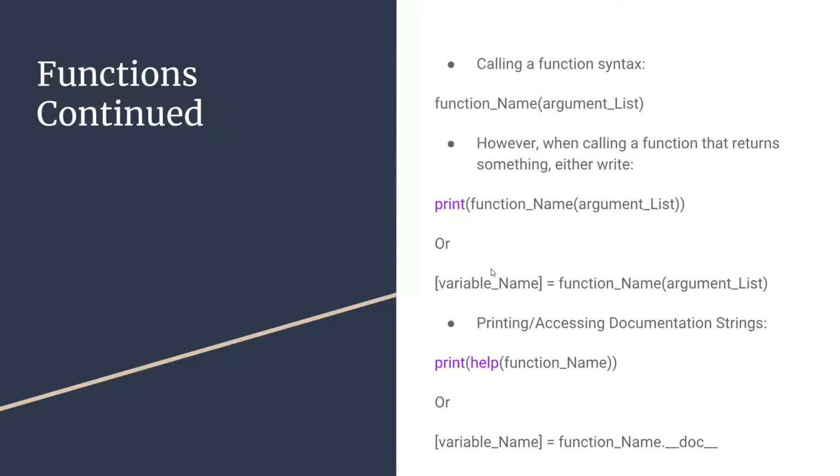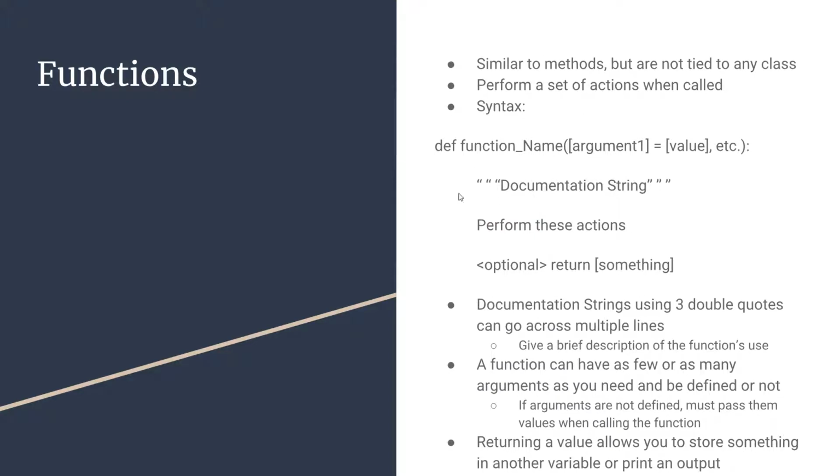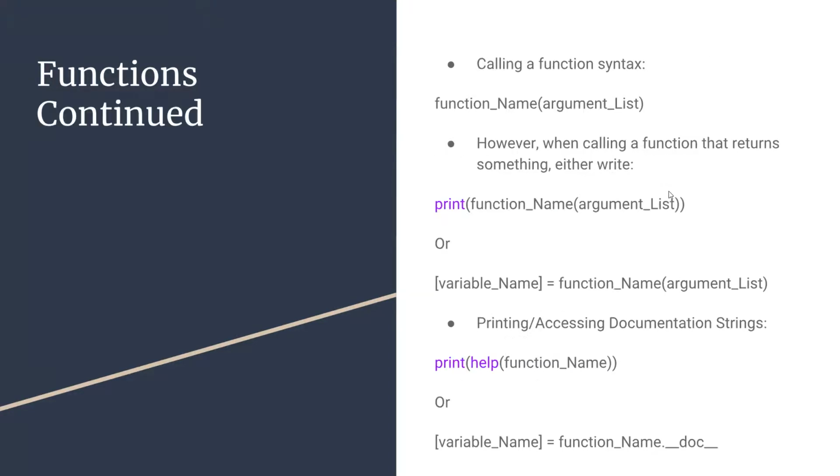So let's say that some function is going to return the value 4. We can store that value 4 in some variable called number or something. And then lastly, for documentation strings, which are these things that tell us a brief description of what it is, there are a few ways of accessing it. You can either print it directly by saying print and then help, and then whatever the function name is.